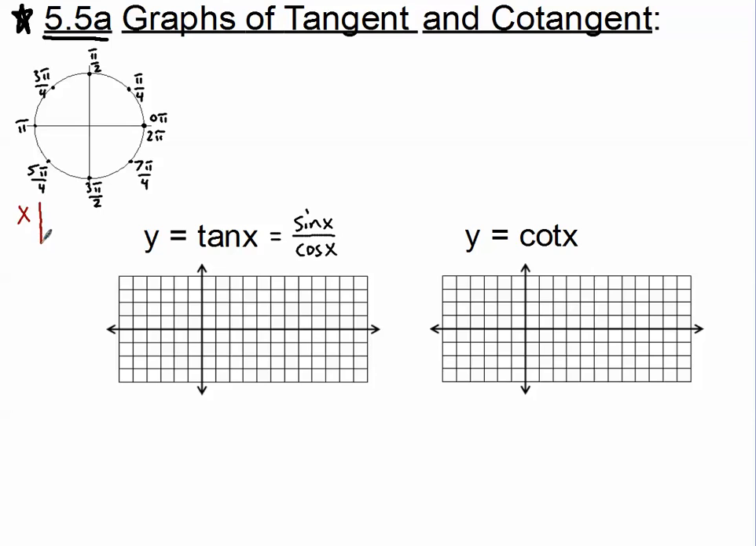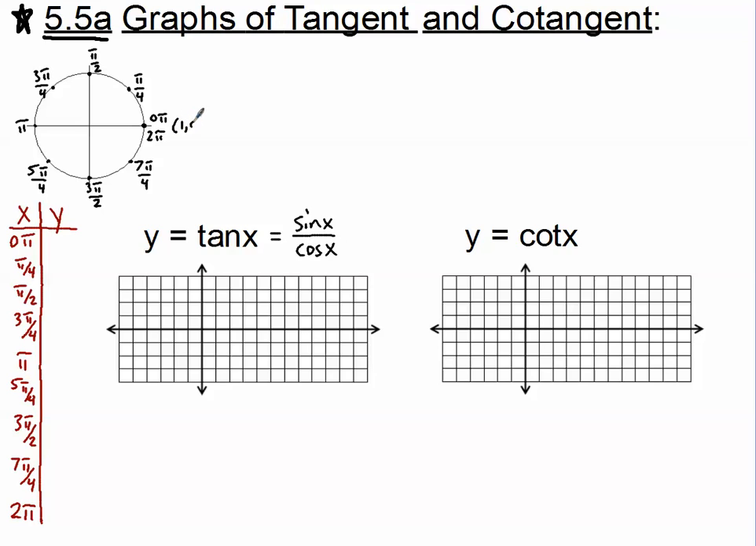I'm going to make a big t-table and figure out the tangent value for each one of these. So 0, pi over 4, pi over 2, 3 pi over 4, pi, 5 pi over 4, 3 pi over 2, 7 pi over 4, and 2 pi. Okay. So since the tangent is the sine divided by the cosine, I can take each one of these. I'm going to list these ordered pairs.